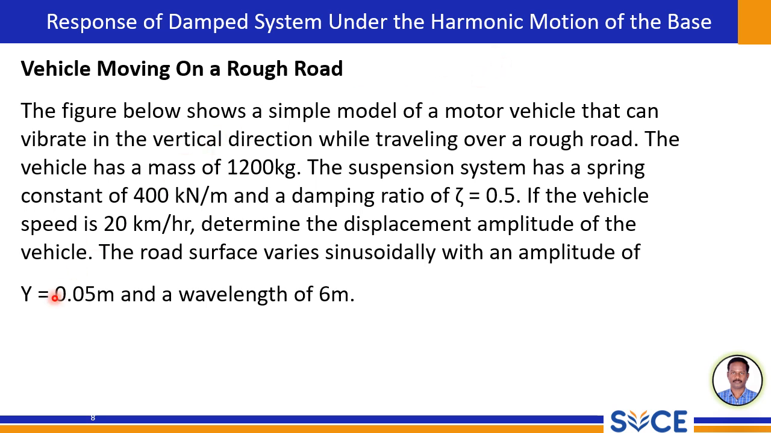As the problem states, we have a vehicle with a mass of 1200 kg. The suspension system has a spring constant of 400 kilonewtons per meter and a damping ratio of 0.5. The vehicle is traveling at a speed of 20 km per hour. The road surface varies sinusoidally with an amplitude of 0.05 meters and a wavelength of 6 meters.